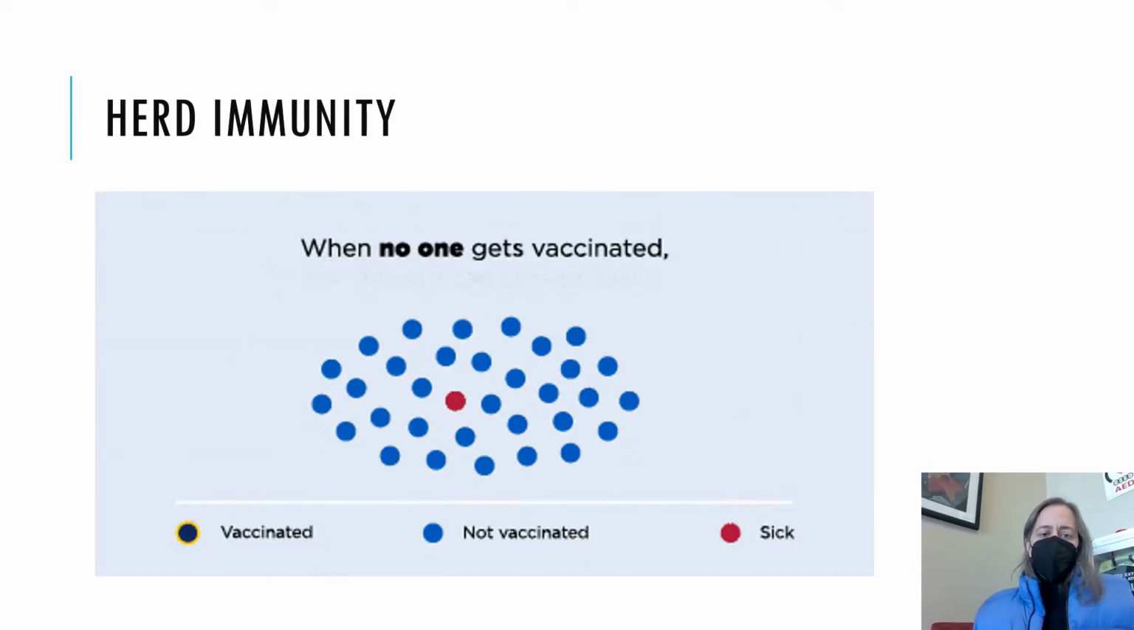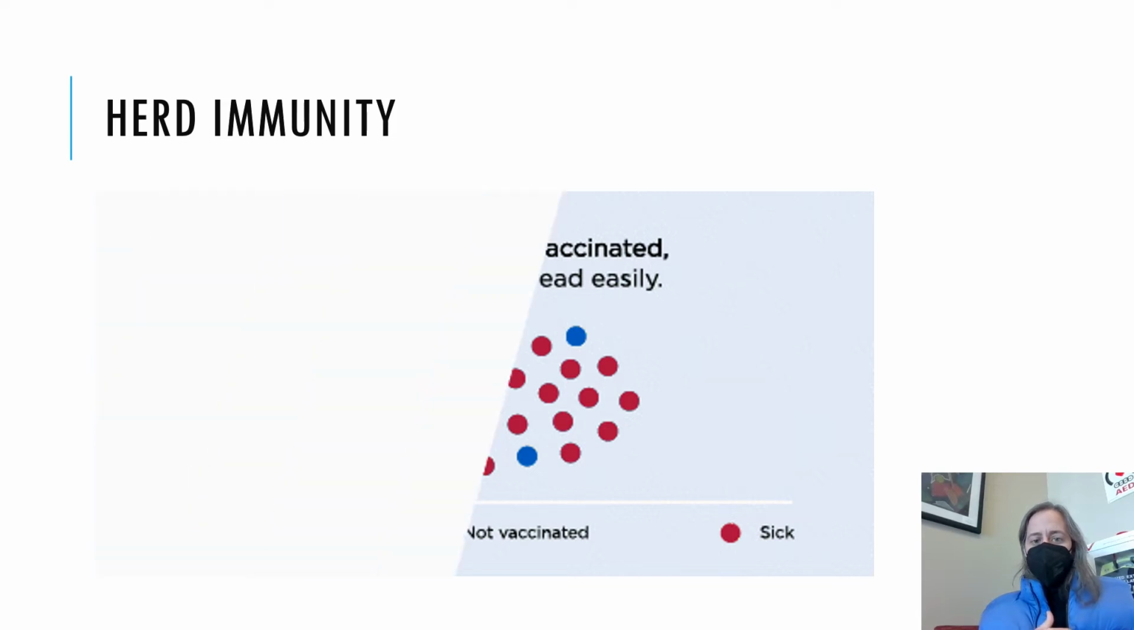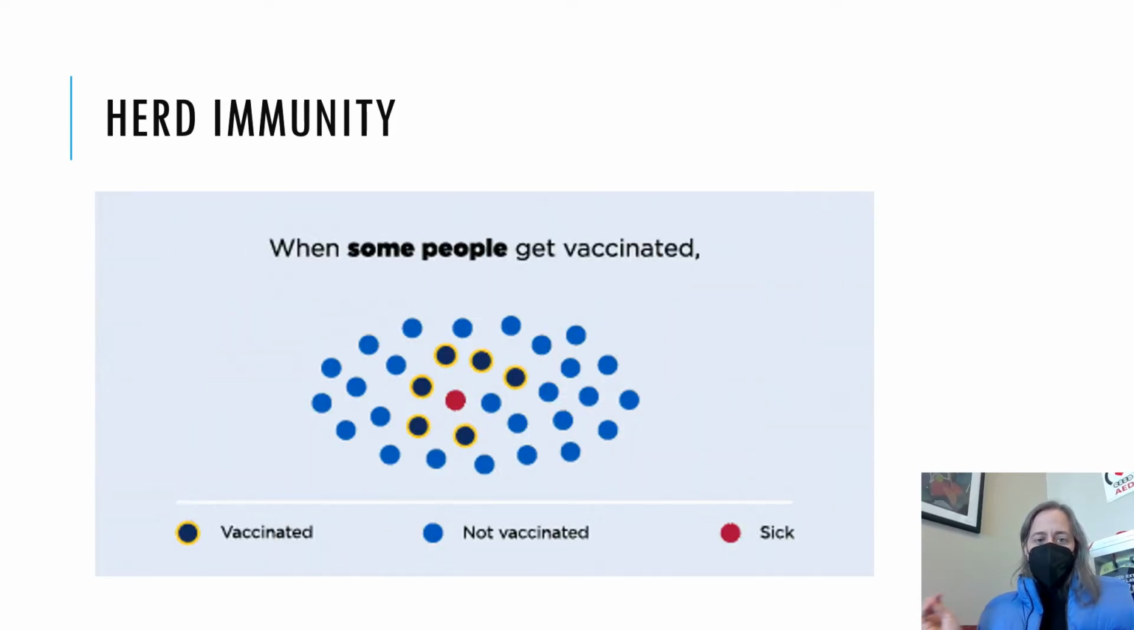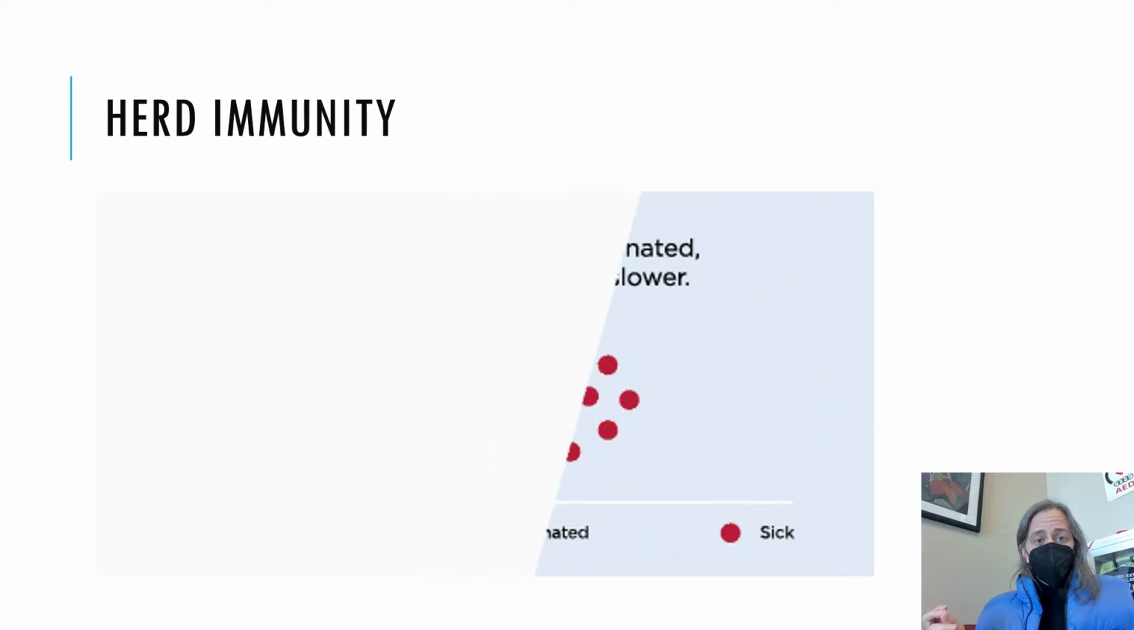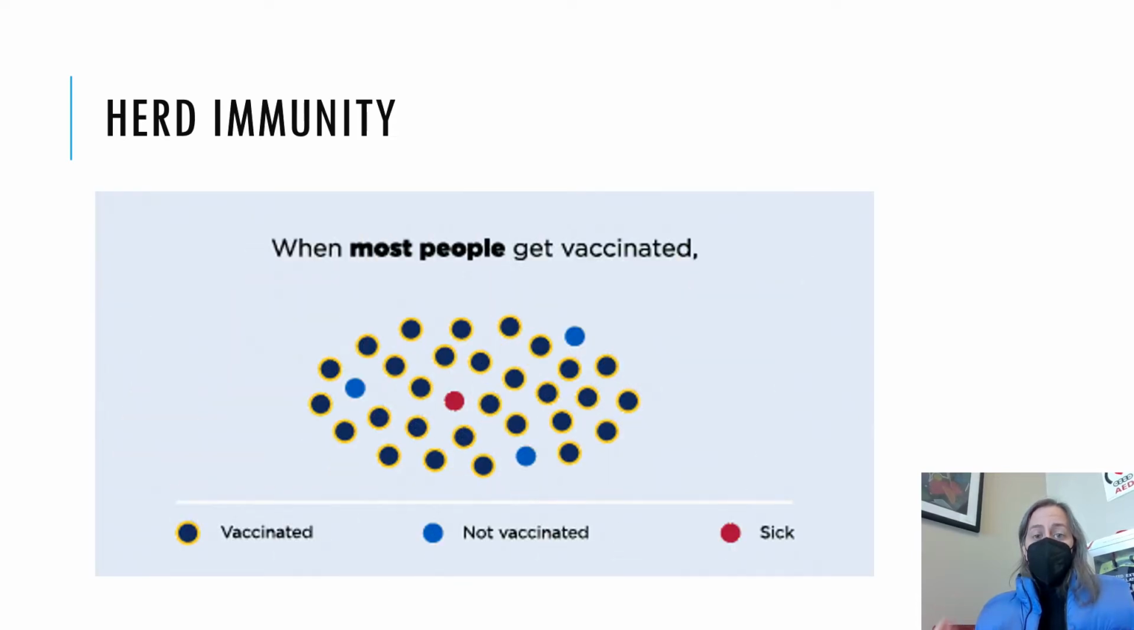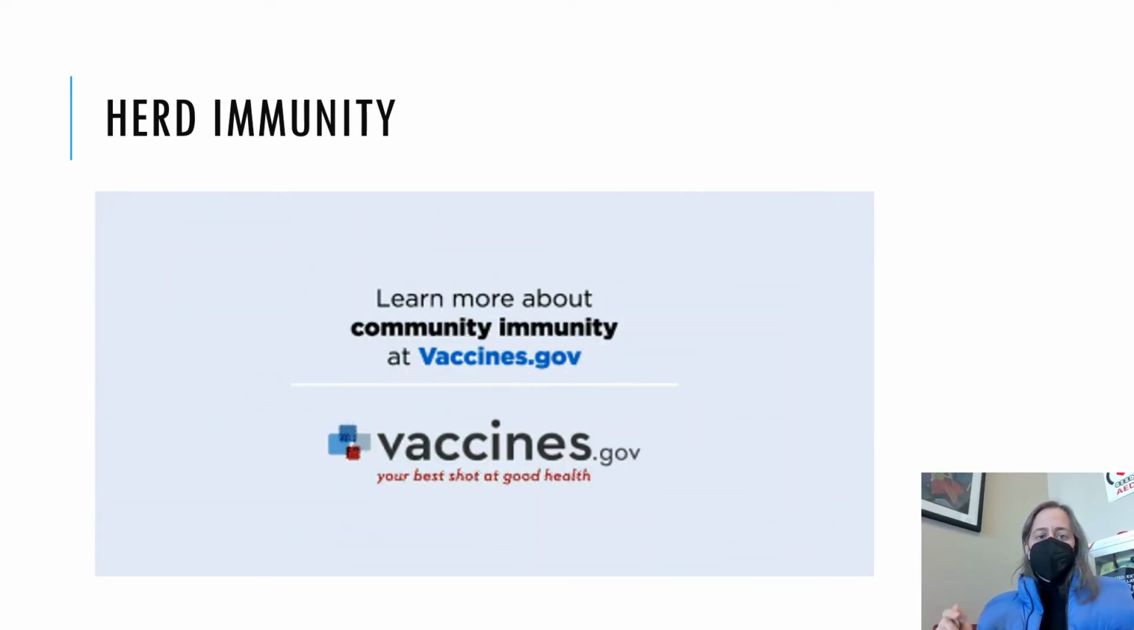So one of our goals here is to get herd immunity. So as we see, if nobody's vaccinated, a disease can spread rapidly through a population. If some people get vaccinated, it happens a little bit more slowly, but it's still going to infect a lot of people. What you need is for most people to get vaccinated. Once most people get vaccinated, then the disease can't spread. And that is herd immunity.